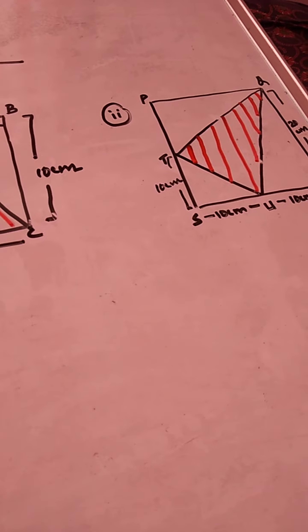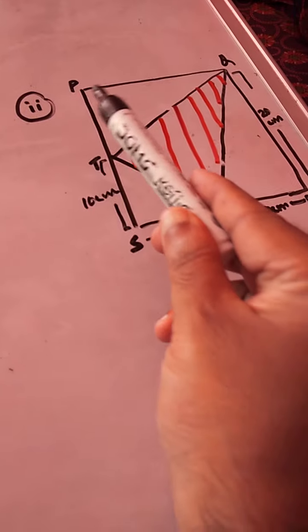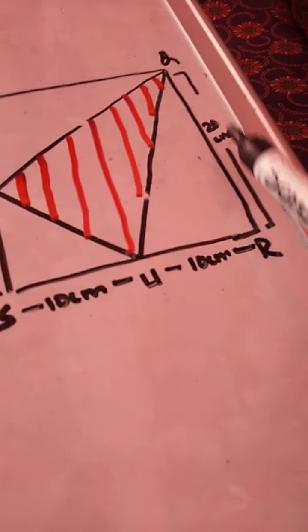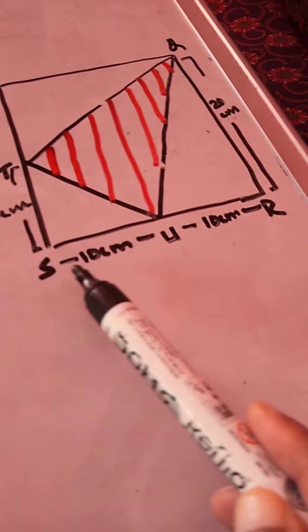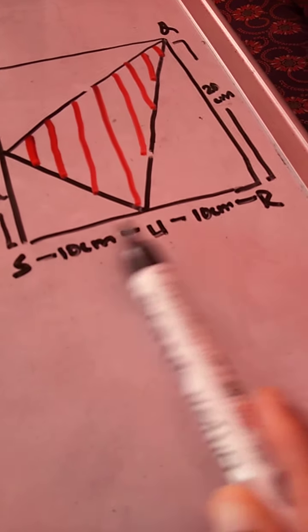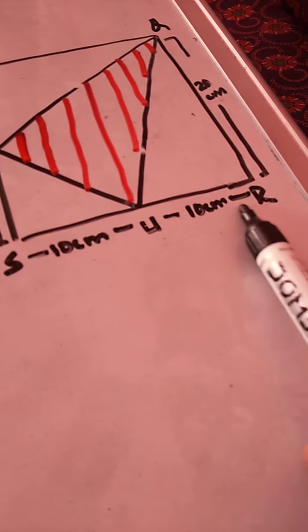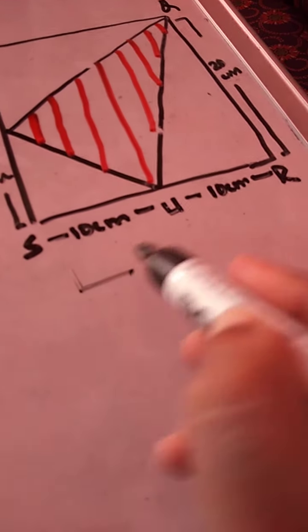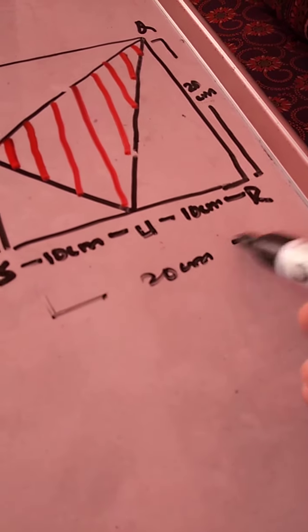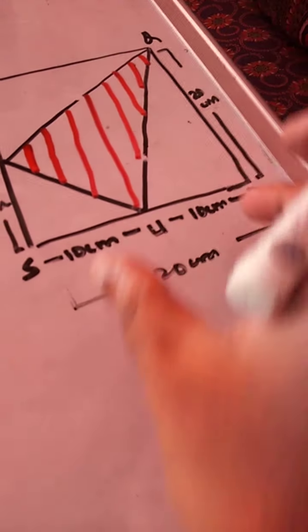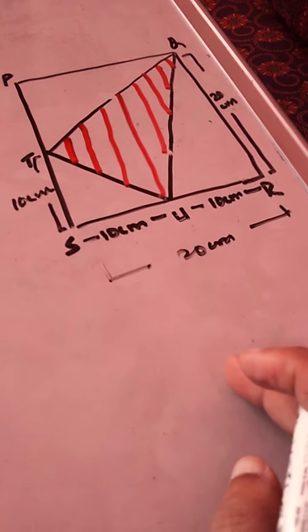Yes, now this is question number 2, sum number 2. Now this is a square, students. How come this is a square? See, the breadth is 20, and if you carefully observe, SU is 10 and UR is also 10. If you add up these two, you will get 20 centimeter. Now, if both the length and breadth are 20, then this whole figure will be considered as a square, isn't it?